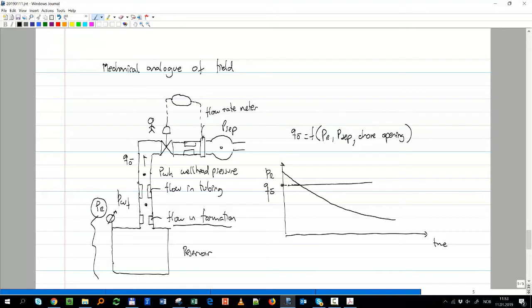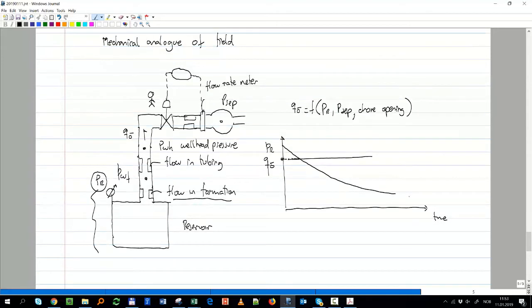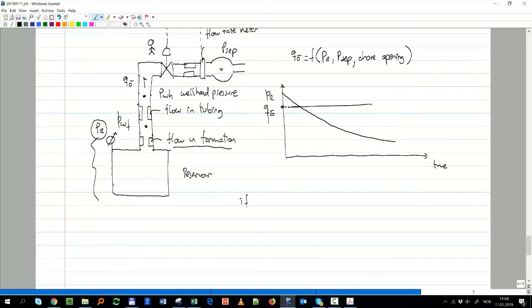If you have this system and you don't do anything, let's say you keep the choke at the same position and you just let the system go by itself, how do you think the rate will go? Simply down, right? Because if the choke is open, the rate simply will go down. Why? Because PR goes down, and then the difference between PR and P separator becomes smaller and smaller, and you're going to get less rate with time.